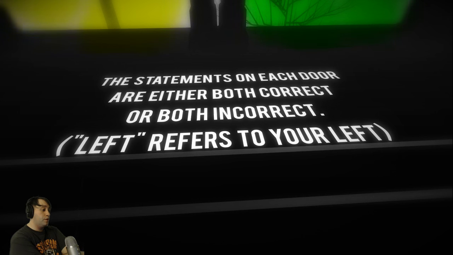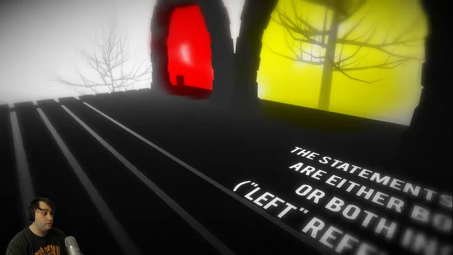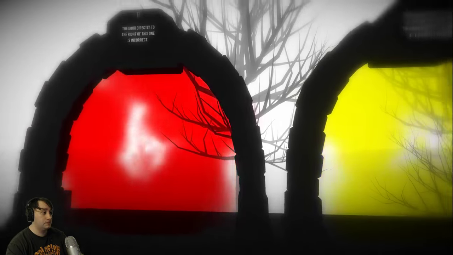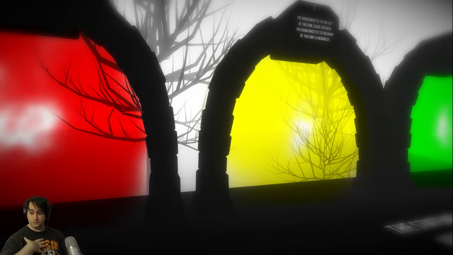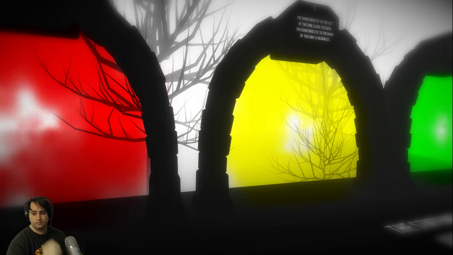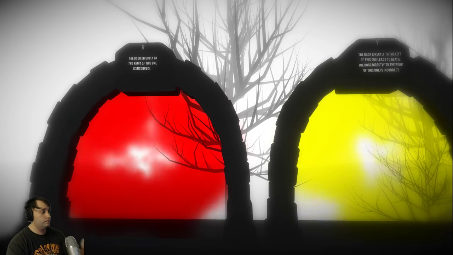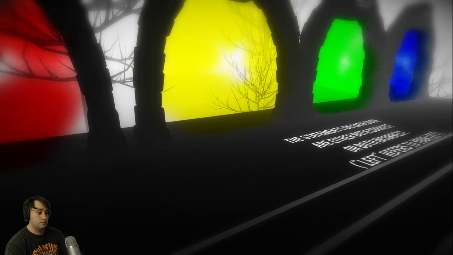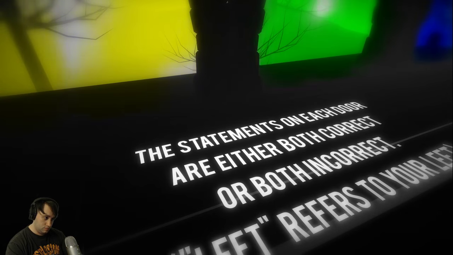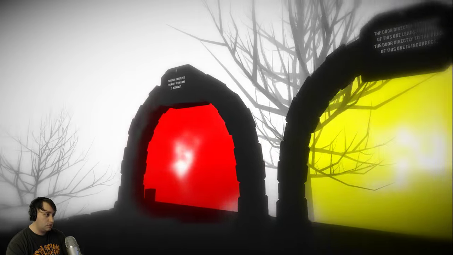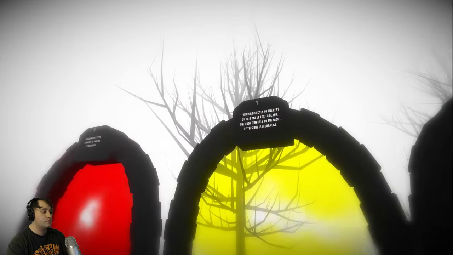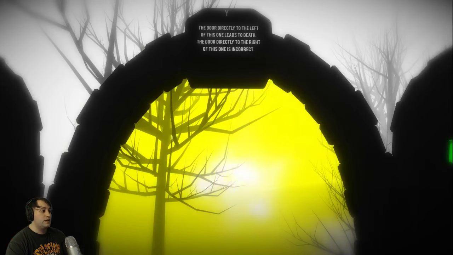All right, now we're on a pier. Let's see. The statements on each door are either both correct or both incorrect. Left refers to your left, so this way. Okay, let's see. The door directly to the right of this one is incorrect. There's only one statement. Okay.